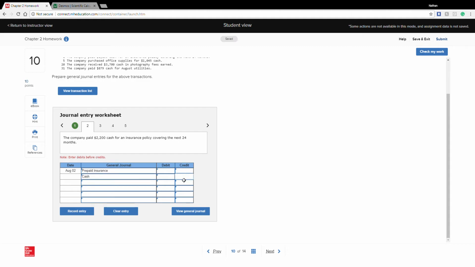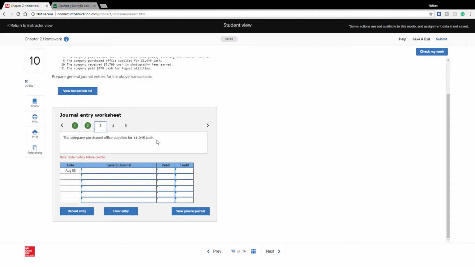So again, if you can only figure out how cash is affected, 1, I'm losing cash. So if I'm losing cash, it's naturally a credit. So what other account that we have, that has to be my debit account. So now we got prepaid insurance and we got cash of $2,200. Again, we can check through all these. I'm going to wait till the end and I'll show you that we can check them all at once.